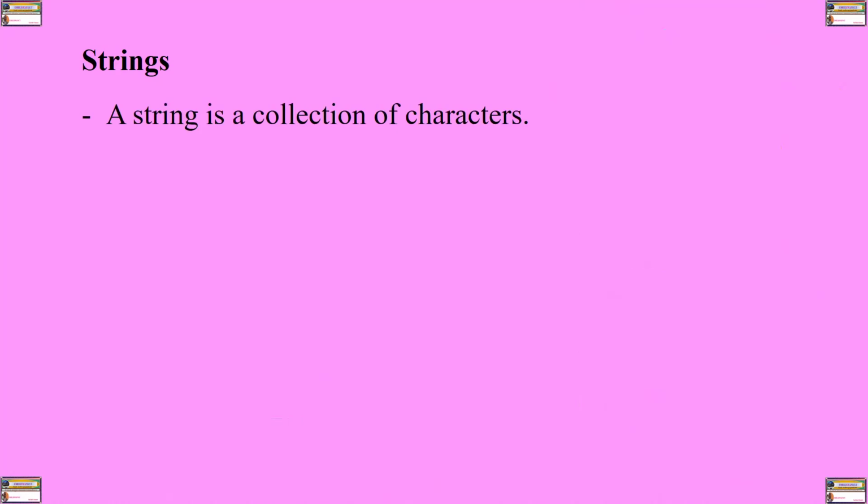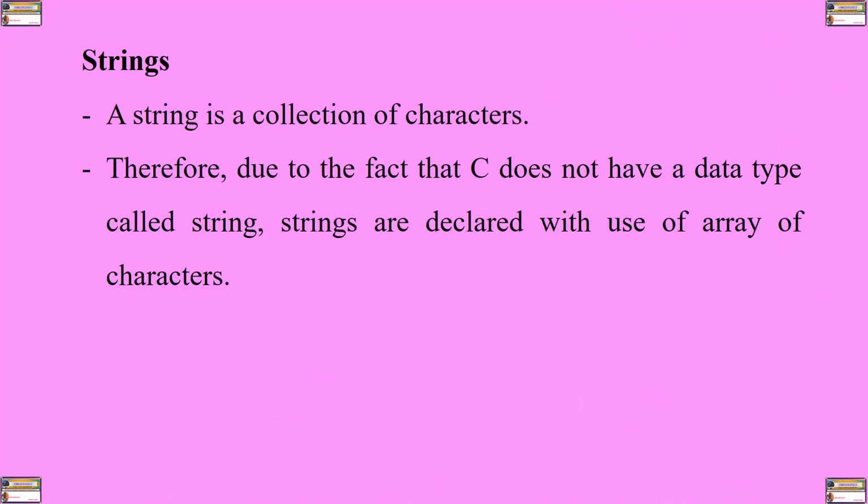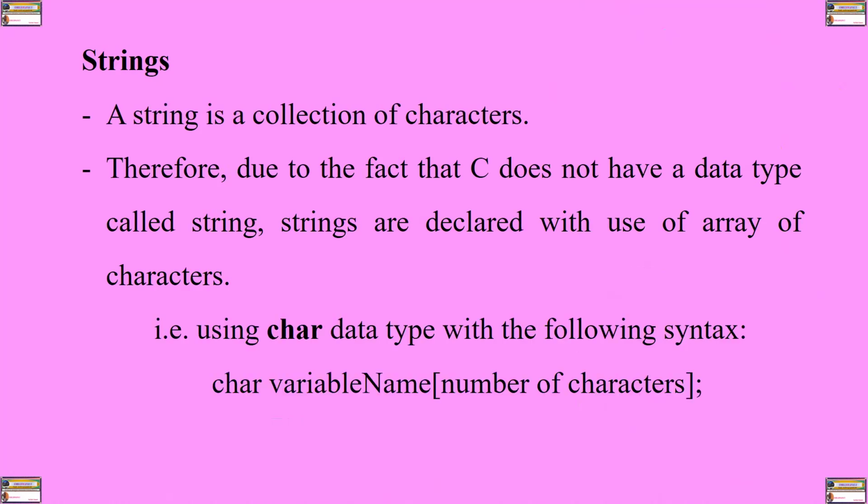So a string is a collection of characters. Therefore, due to the fact that C does not have a data type called string, strings are declared with the use of array of characters. That is, using char data type with the following syntax. Char, variable name, that is the name of the memory location you want to set aside, and then you specify the number of characters that you want the compiler to set aside.